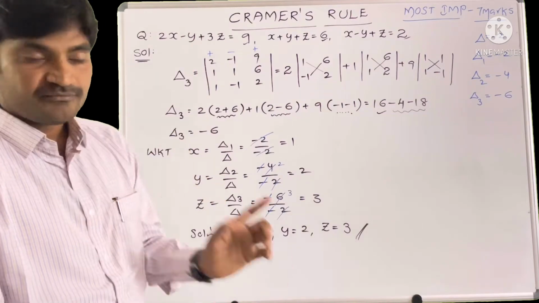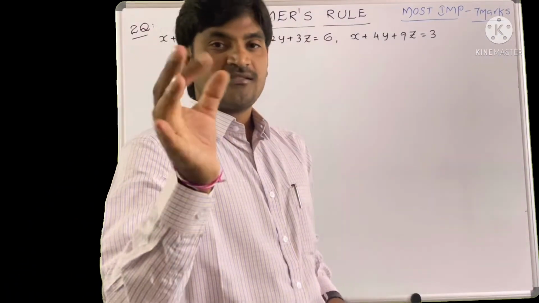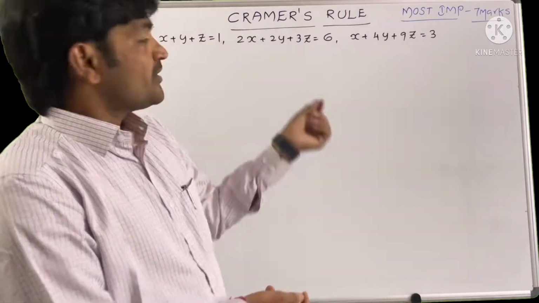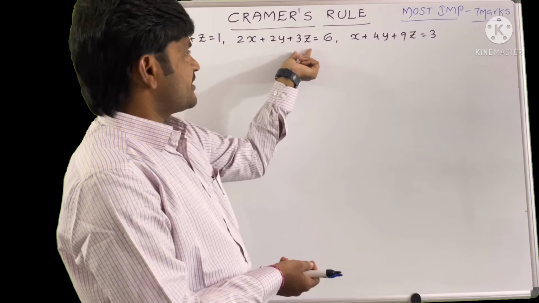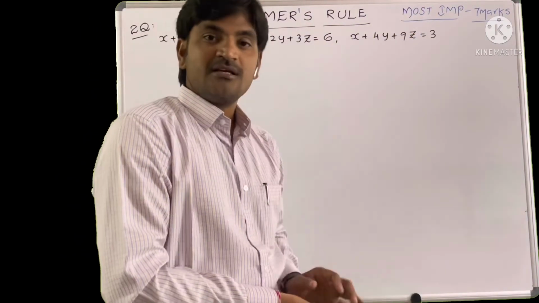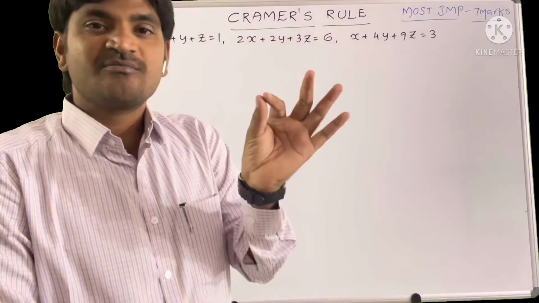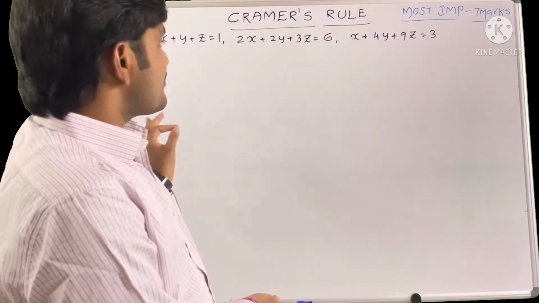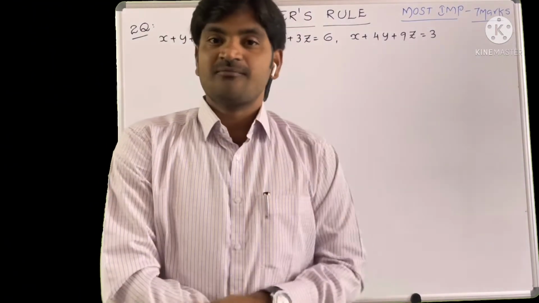So next question. The second question: x plus y plus z equal to 1, 2x plus 2y plus 3z equal to 6 and x plus 4y plus 9z equal to 3. Solve these 3 equations by using Cramer's rule. Just now we discussed how we solve by Cramer's rule.